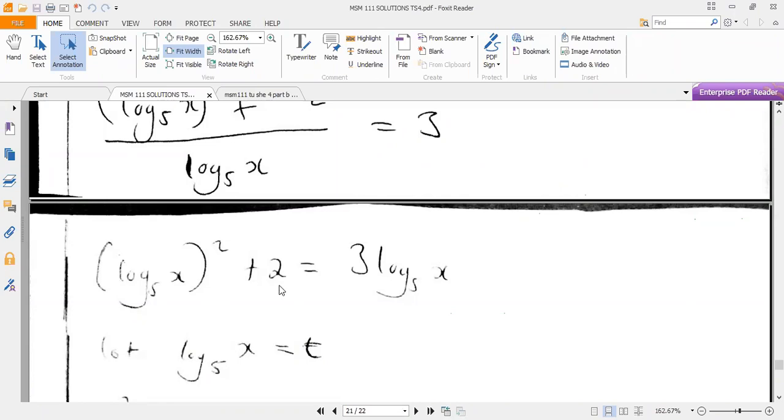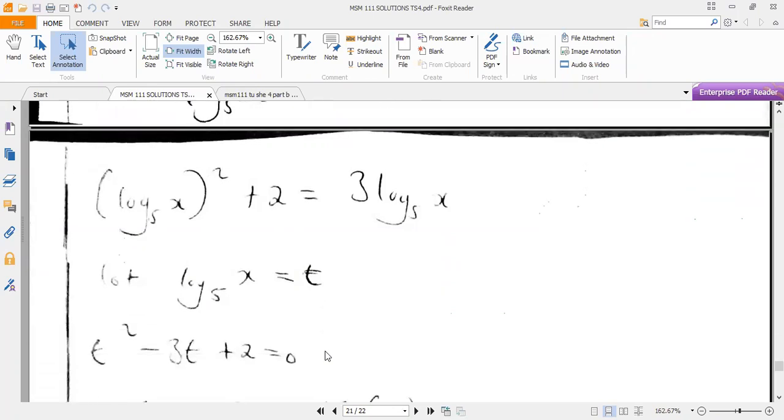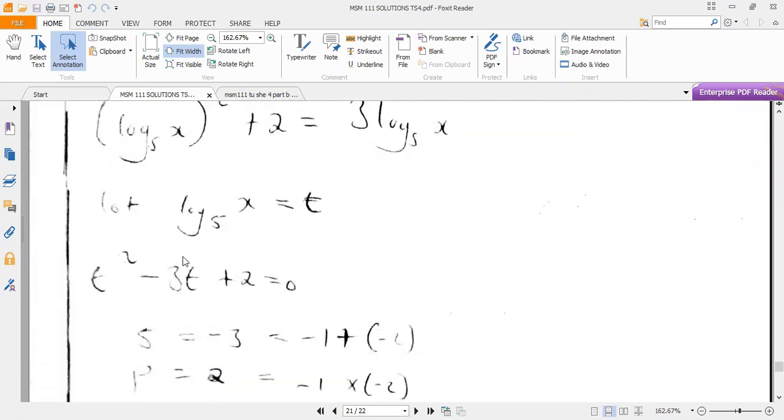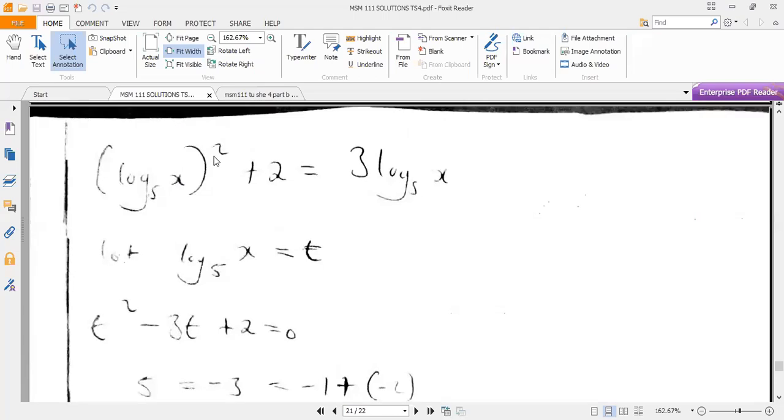So now, the moment you see a square there, we can easily say, let log base 5 of x be equal to t. When you let that be equal to t, we substitute. Where there's log base 5 of x, we put a t. So it will be t squared plus 2 is equal to 3 log base 5 of x, isn't it? So it will be t squared minus 3t plus 2 is equal to 0.